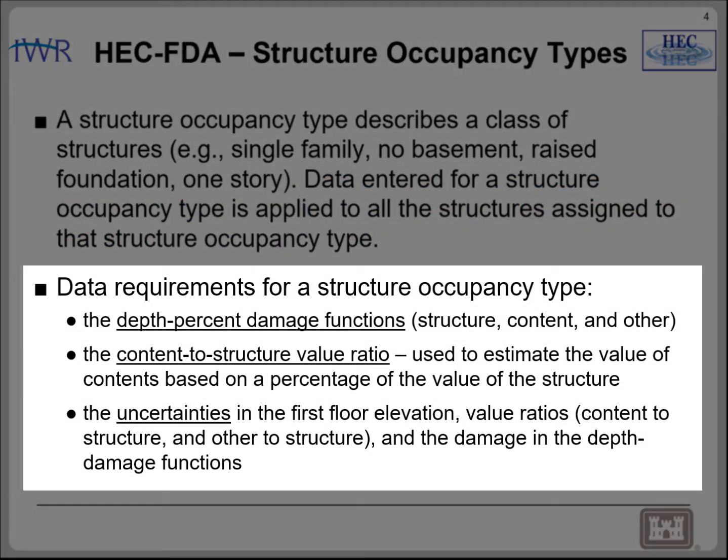The data that is required for a structure occupancy type is the structure, content, and other depth percent damage functions. It also needs to have a content to structure value ratio and uncertainties. And the uncertainties you need to include are the first floor elevation, the value ratios, and the damage in the depth damage function.